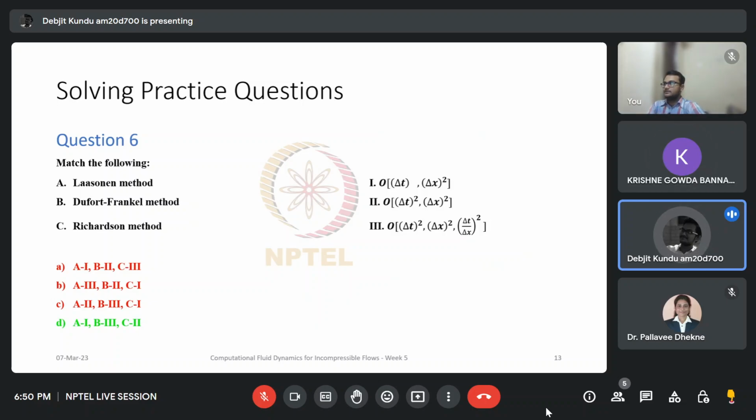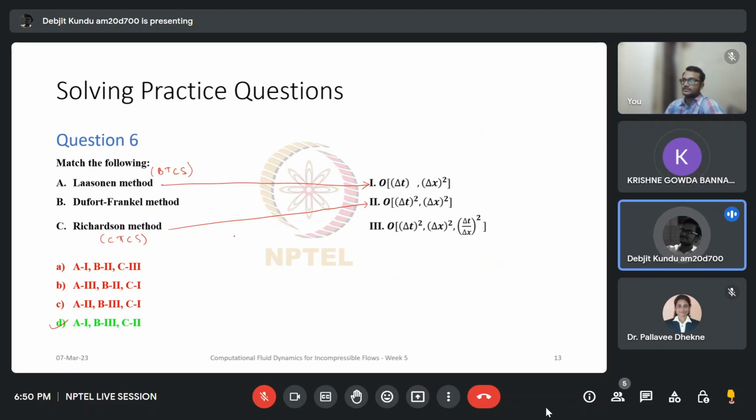It is actually option D. Larson method would correspond to option 1, where it is first order in time and second order in space. Now Richardson method was second order in time and second order in space, since this was CTCS, remember? This one was BTCS. Now BTCS or FTCS, it doesn't matter. Both would be first order in time. But if you take central in time, then this becomes second order in time.